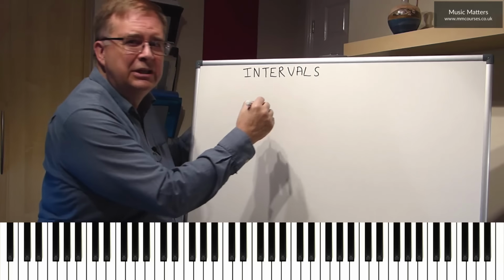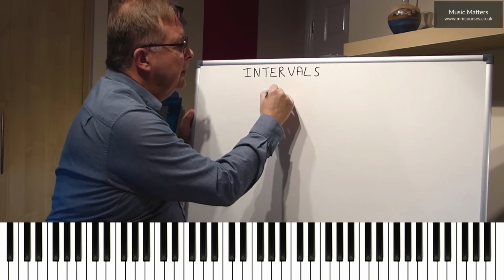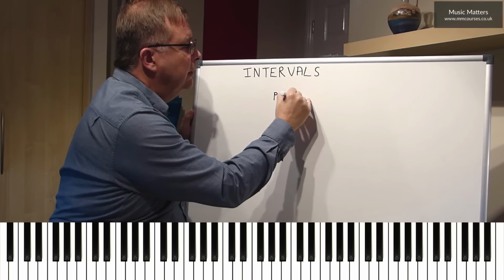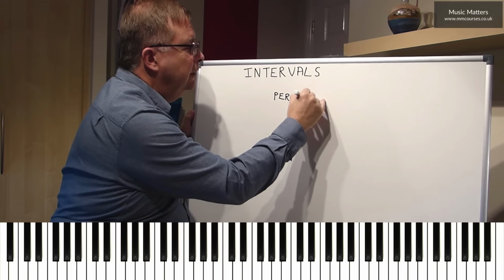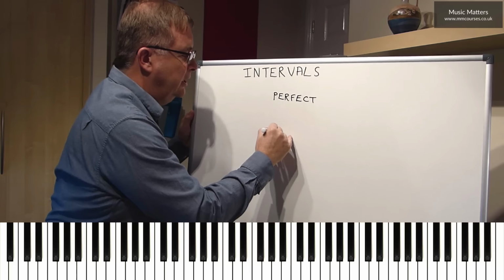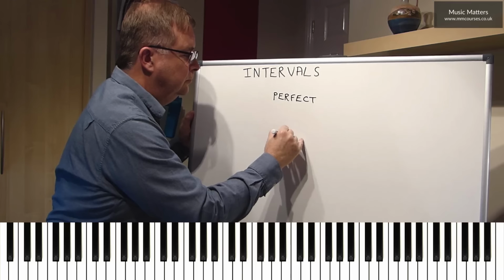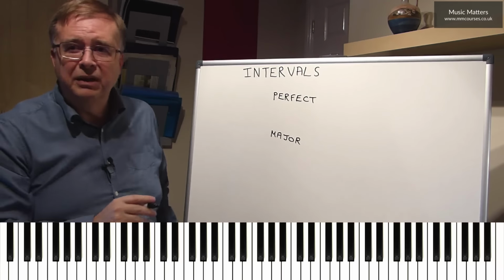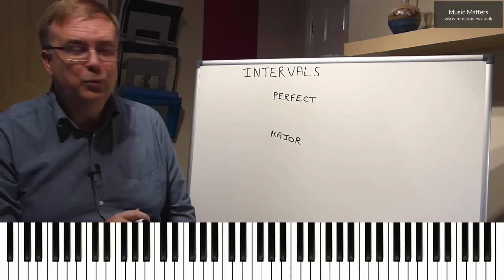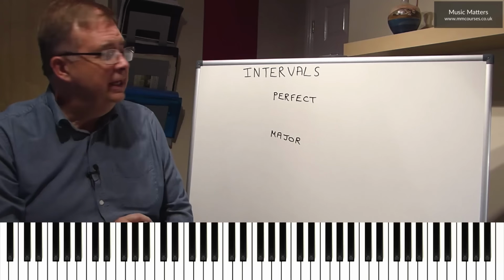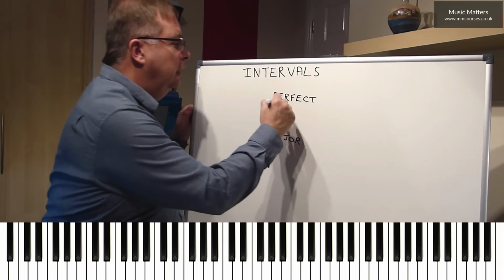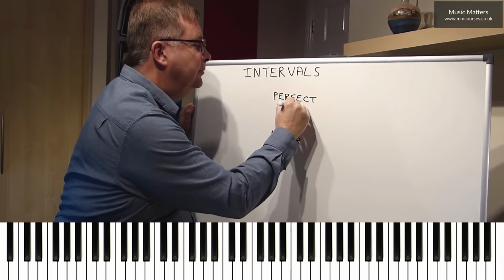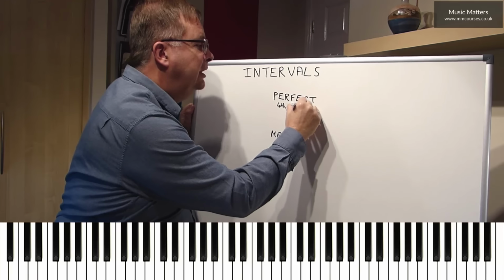And we have basically two kinds of interval. One is called a perfect interval, and the other is called a major interval. Now, don't worry too much if this doesn't make sense at the moment, because it soon will. Now, take it from me that the perfect intervals are the fourth, the fifth, and the octave.